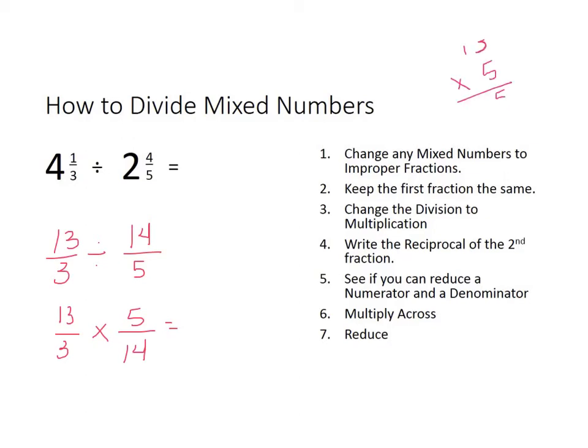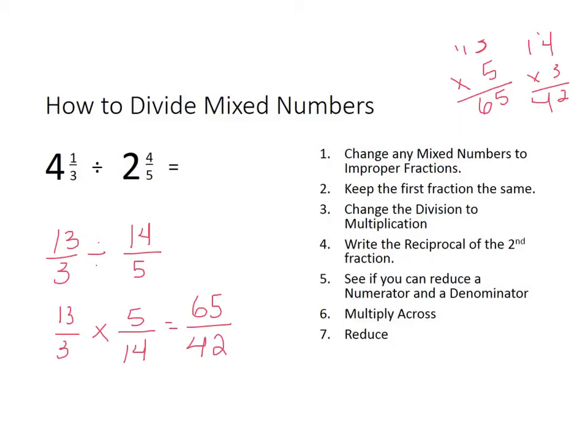5 times 3 is 15, carry 1. We have 65. And 14 times 3 is 42. So we have 65 over 42, and now we need to reduce. That is an improper fraction. We need to change it back to a mixed number.